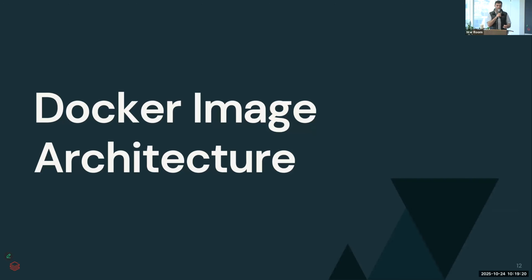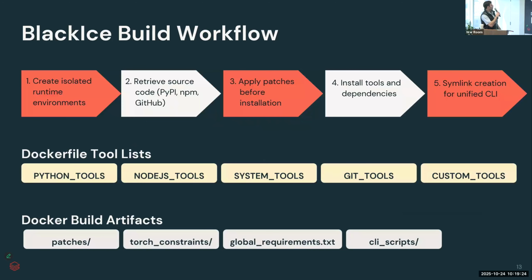So now I'll get into the specifics of the Docker image architecture. Basically, for those of you that aren't familiar with Docker, the idea is that you can define a Dockerfile, which when it's built, you'll get this pre-configured environment with everything installed as you explained in the Dockerfile. So this is basically the build workflow, how we laid it out. I'll go into each of these aspects in more detail in the following slides.